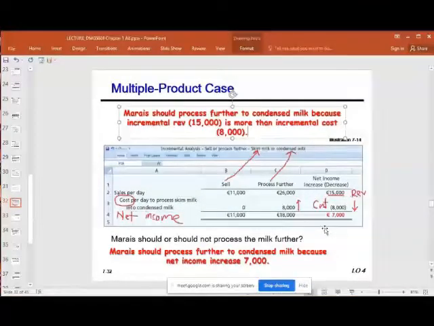So you can jot down the final decision, and then you can answer either way, either using incremental revenue and incremental cost, or you can use the normal one that I teach you, which is net income increase or decrease. So both are accepted.